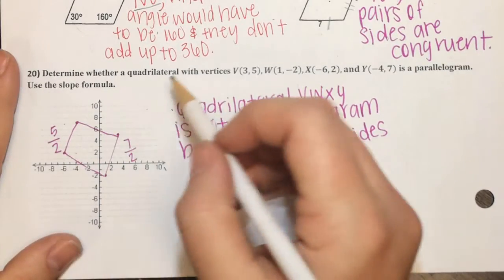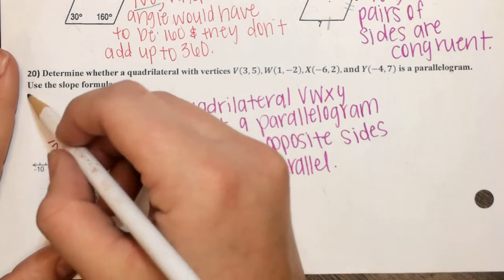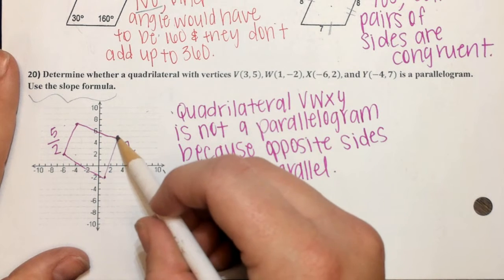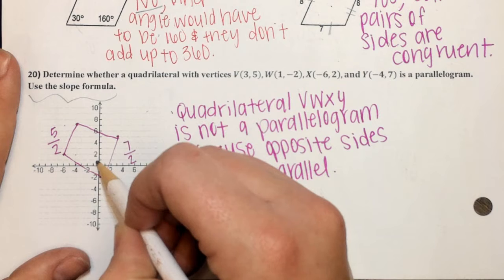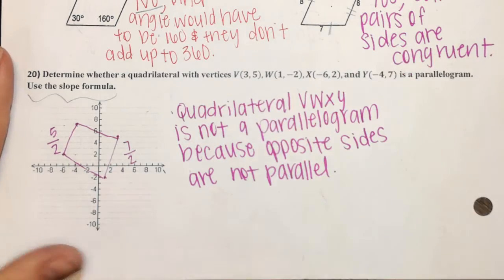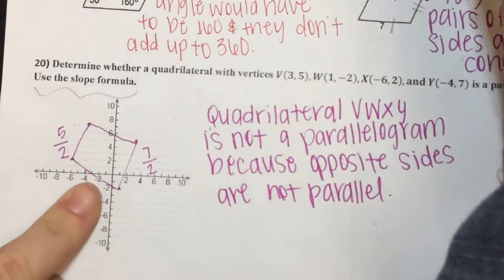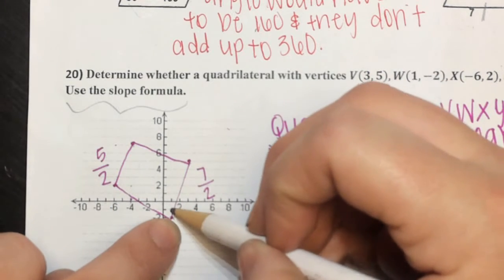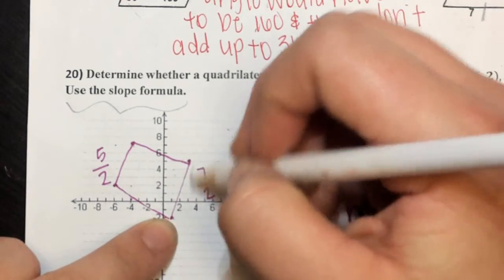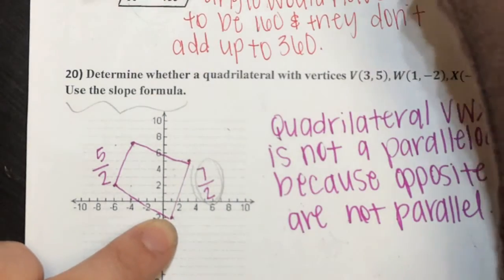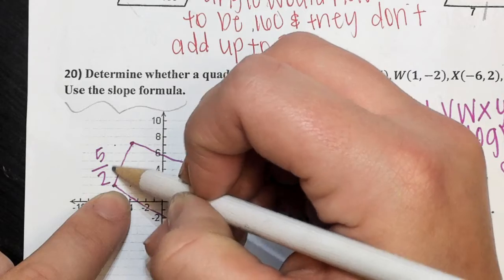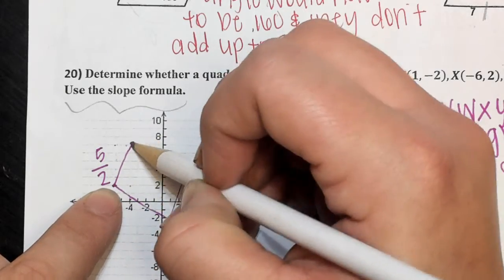Okay, number 20. Determine whether this quadrilateral is a parallelogram using the slope formula. So the first thing I did is I went and plotted all these points. So 3, 5, 1, negative 2, negative 6, positive 2, and negative 4, up 7. Okay, so I started off by counting the rise over run of these two sides right here. So I counted 1, 2, 3, 4, 5, 6, 7 as the rise, over a run of 2. So the slope was 7/2. Okay, and then I went over here and counted this side. 1, 2, 3, 4, a rise of 5 and a run of 2.